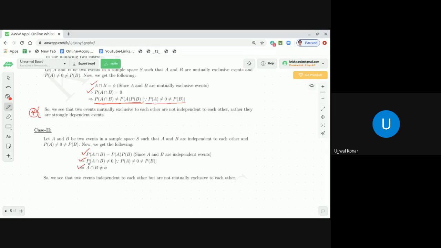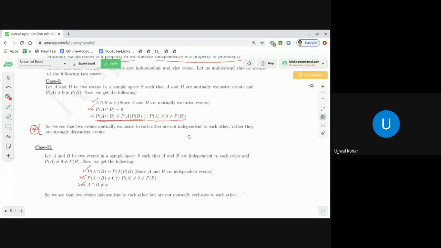But A intersection B not equal to phi means what? They are not mutually exclusive. Because to have two events mutually exclusive, their intersection has to be phi. But here we see what? A intersection B is not equal to phi. So what we see is that two events independent to each other are not mutually exclusive to each other. So dear students, there is a great difference between mutual exclusiveness and independence. And I explained this thing in this class today.